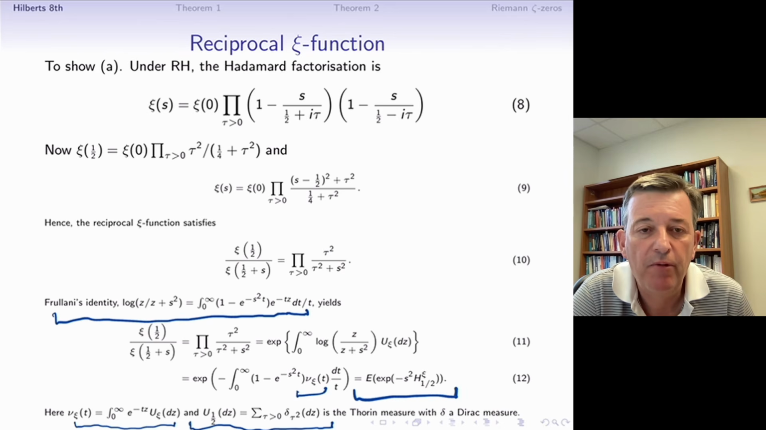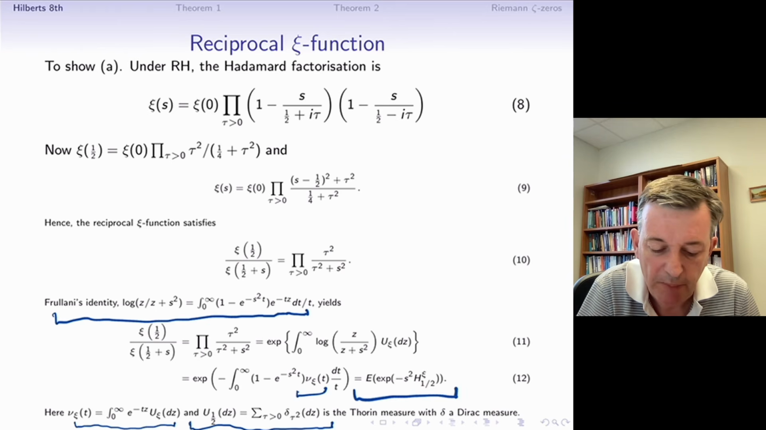So we've gone one way around. If RH is true, just by essentially direct calculation and Frullani's identity, we can show that the reciprocal psi function satisfies Thompson's condition. What about the other way around?